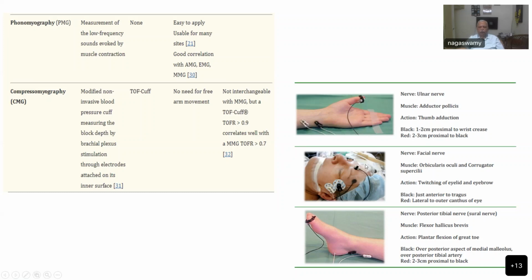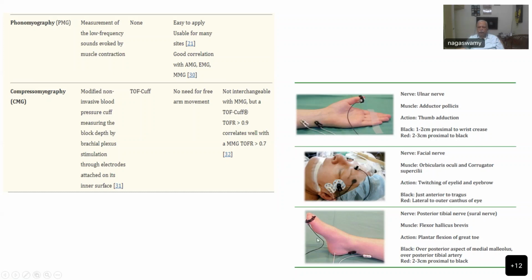So remember that. And now you can stimulate the facial nerve also, the orbicularis oculi muscle and corrugator supercilii in the forehead region. These are the two muscles which will be stimulated, and twitching of the eyelid and eyebrow will happen. You place the black just anterior to the tragus, and the red or white lateral to the outer canthus of the eye.